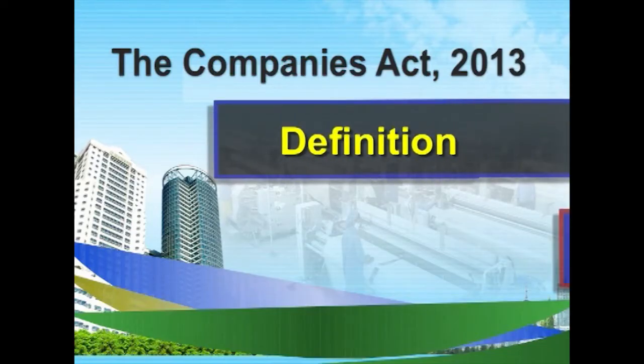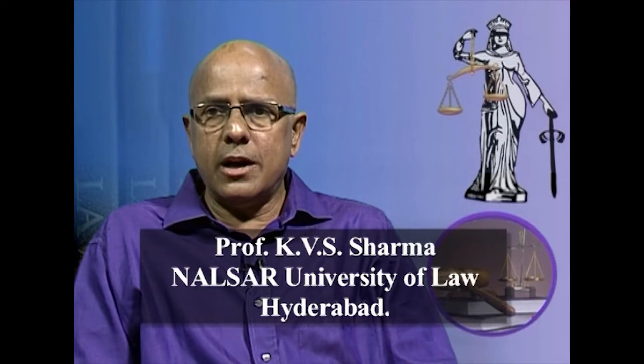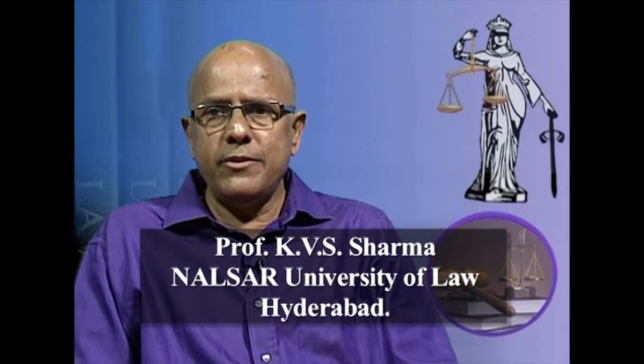Definition: Section 2, subsection 56 of the Act defines the memorandum of association of a company as originally framed or as altered from time to time in pursuance of any previous company law or the present Act. It is the fundamental document of the company on which the whole structure of the company stands. It is the charter or constitution of the company and defines its powers.